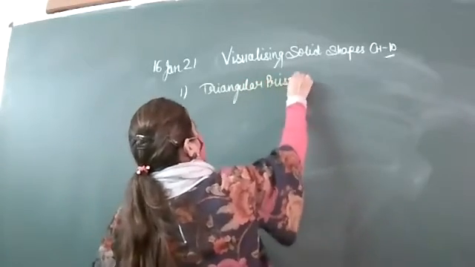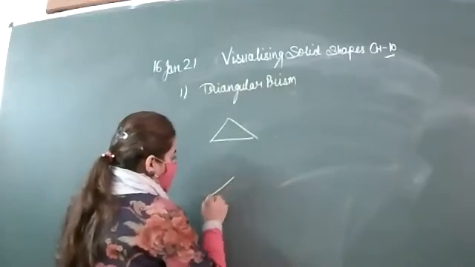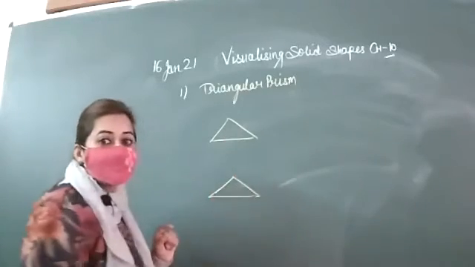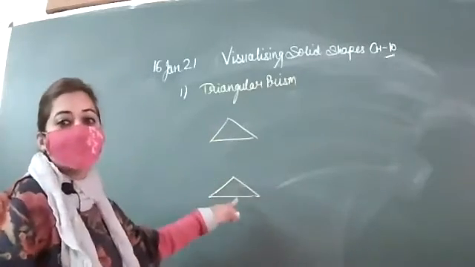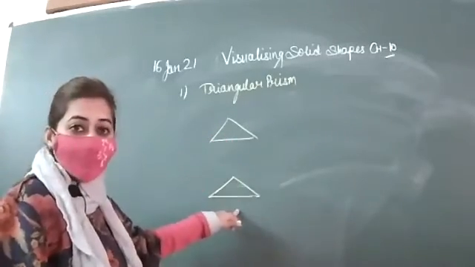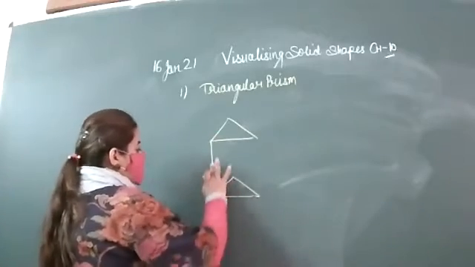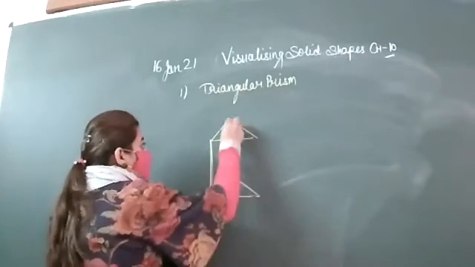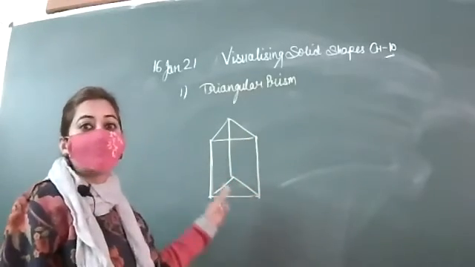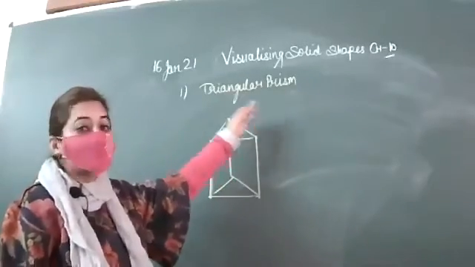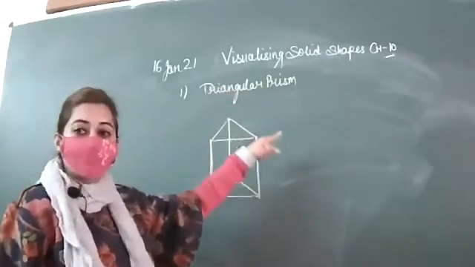prism. Like if I draw a triangle in the upper face and in the bottom face, and these two triangles are exactly same, that means they are same in shape as well as in size. That means they are congruent. This is your upper face, this is the lower face. And if you join all the respective vertices, you will get a prism. This is your triangular prism. The name is kept after the base because base is having a triangle, so its name is triangular prism.